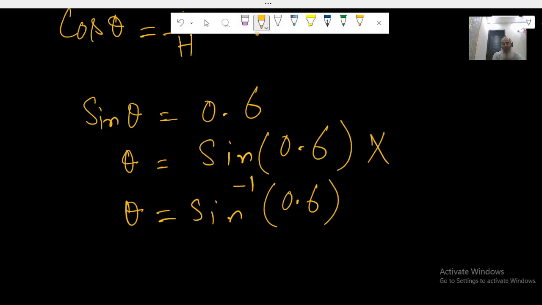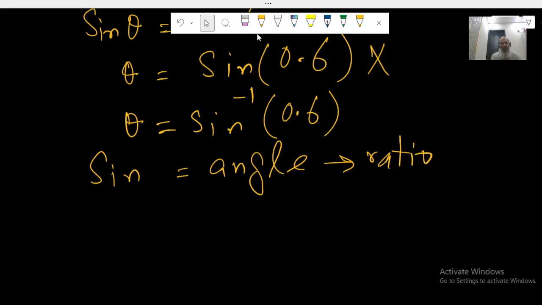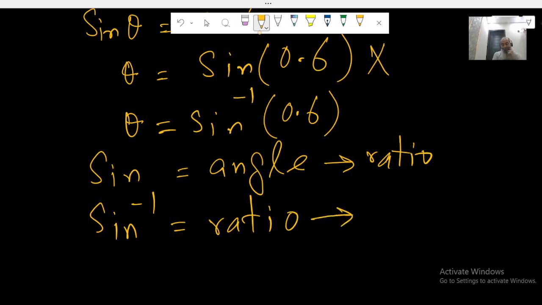So sine takes an angle and gives a ratio, and sine inverse takes a ratio and gives an angle. The input of sine inverse is the ratio, and it gives the angle as an output.